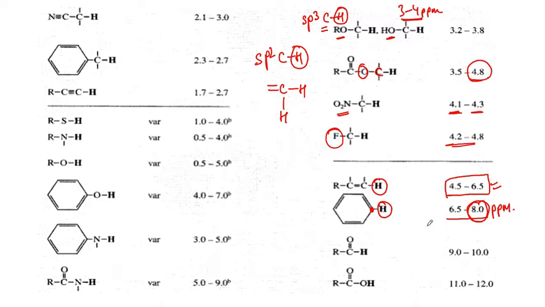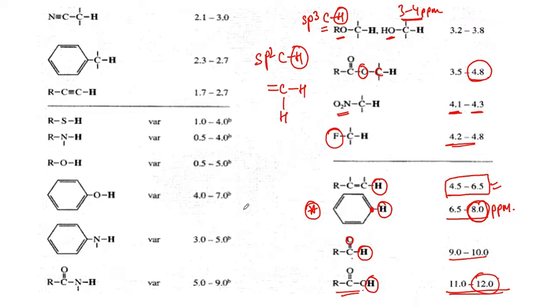So is there any particular reason for that? We are going to talk about this one. Let's also see that if we have added an electron withdrawing group, oxygen, to a double bonded carbon, then the proton value increases very high, 9.0 to 10. And if it is connected to the oxygen of the carboxylic acid, the value goes as high as 12.0, a very high value for the carboxylic acid proton.